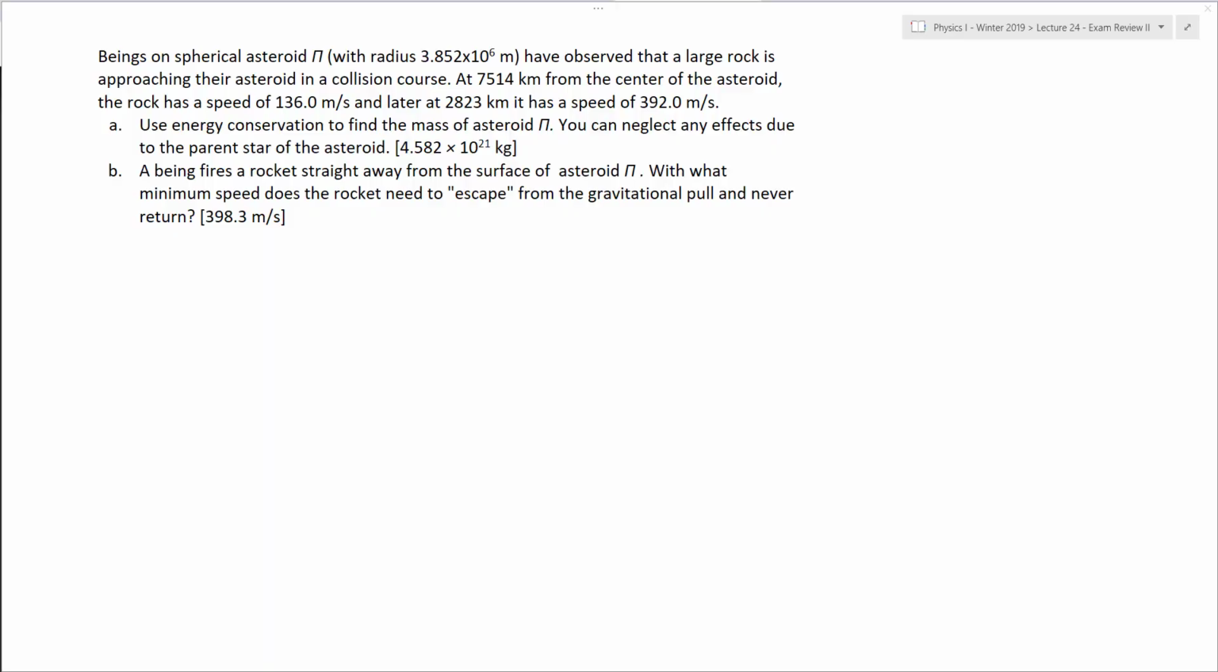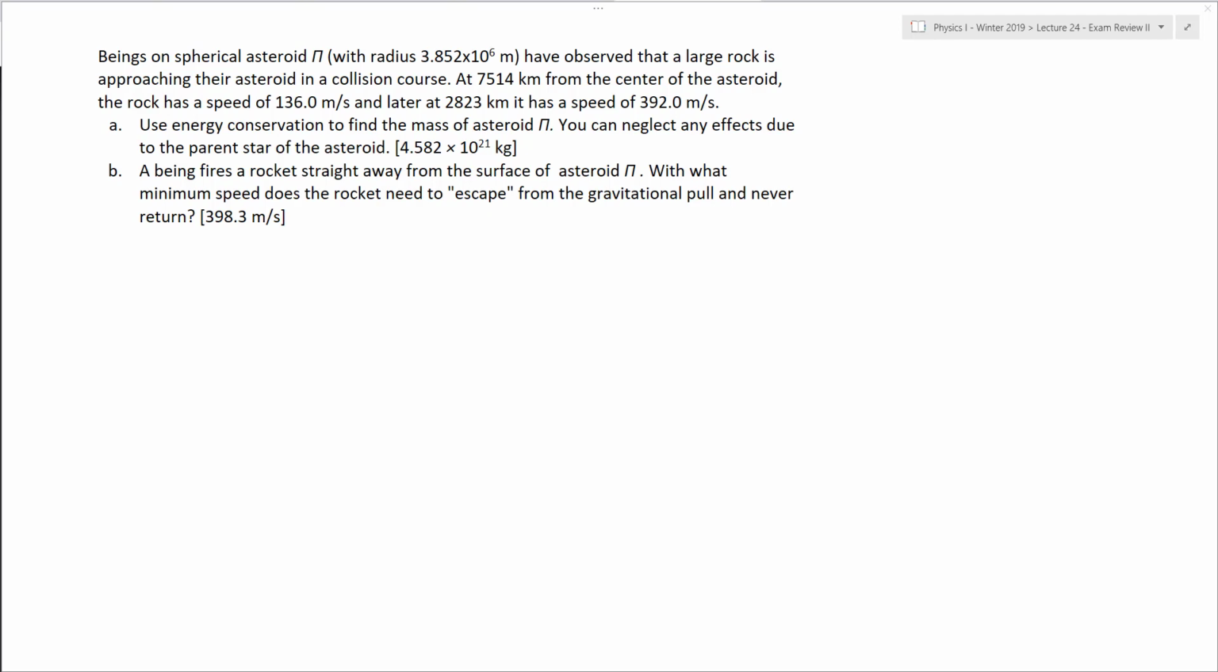Beings on this strange spherical asteroid that has a radius of 3.852 times 10 to the 6 meters have observed that a large rock is approaching their asteroid on a collision course. At 7,514 kilometers from the center of the asteroid, the rock has a speed of 136 meters per second, and later, at 2,823 kilometers from the center of the asteroid, it has a speed of 392 meters per second. So part A is asking us to find the mass of the asteroid.